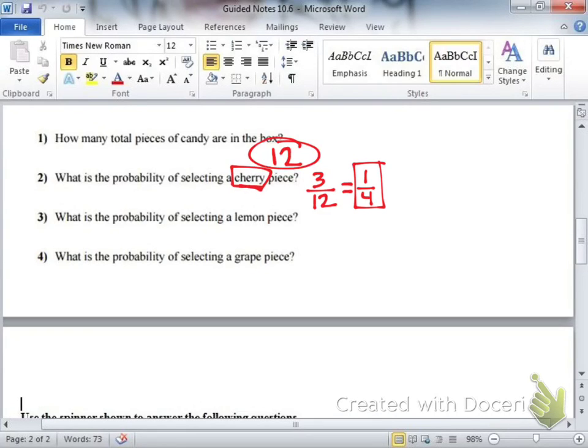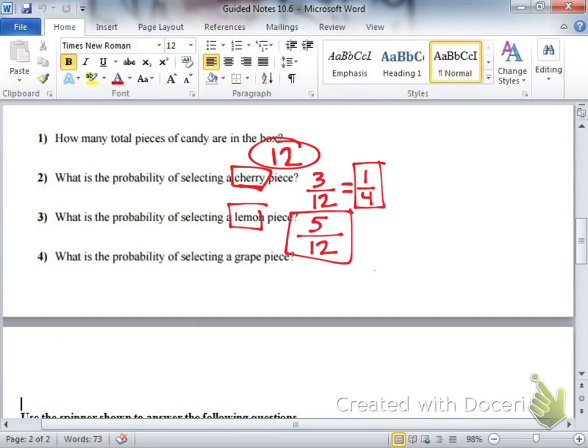Number 3, what's the probability of selecting a lemon piece? So how many lemons are there? 5. 5 possible lemons. Lemon would be success. So 5 lemons. How many total? 12. Does 5 over 12 reduce? It does not. So there you go.